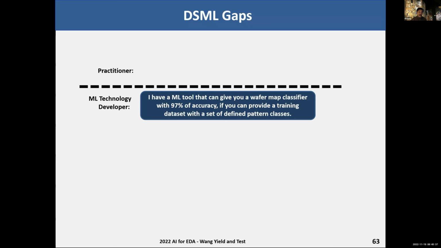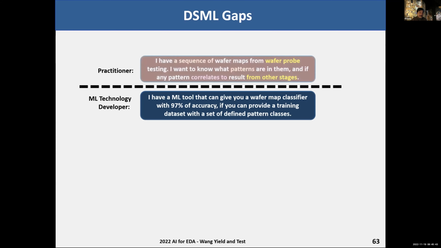So, when I talk to the company from their perspective, this could be what they request. They told me, say, I have a sequence of wafer maps from wafer probe testing. I want to know what patterns are in there, and if you find any pattern, correlate it to the results from other testing stages as well. So we can see that there's a gap between me and the company I work with.